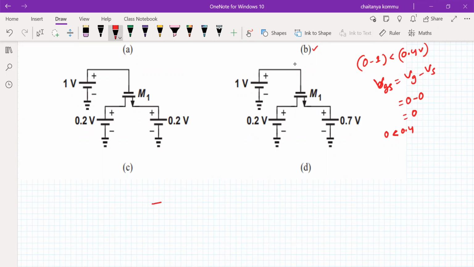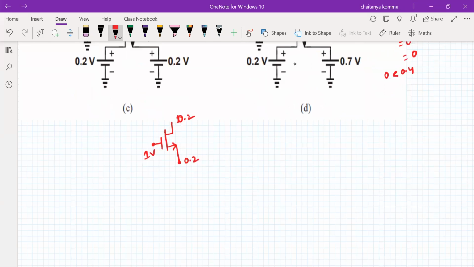So the gate is at, usual practice, I will write it in this way for simplicity. The gate is at 1 volt. The source is at 0.2 volts. The drain is at 0.2 volts. The gate is at 1 volt. So therefore, what do we have to do then?